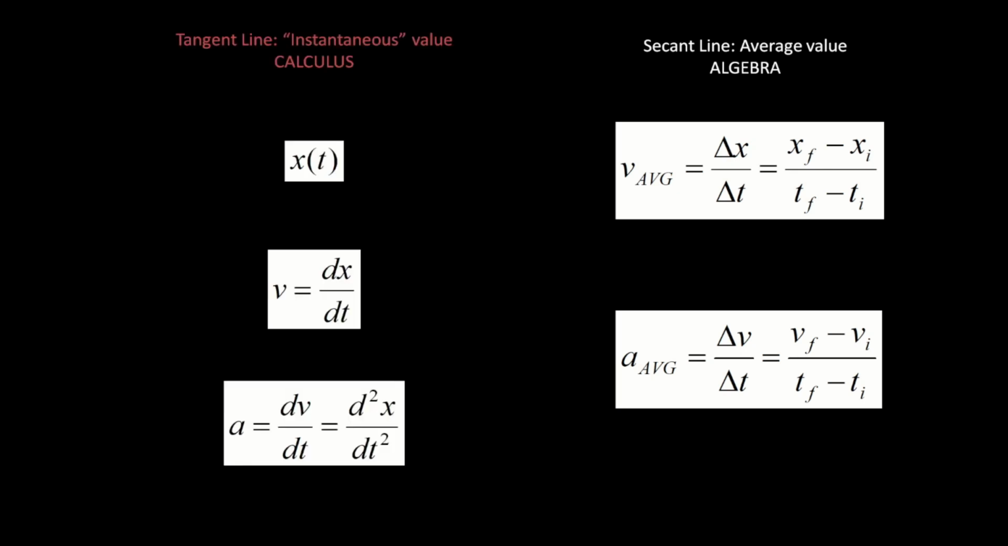So from algebra, we have these average values. And this is what we will use in homework, the average value for velocity, and the average value for acceleration. And then calculus gives us these derivatives. And again, just trying to show some background here.